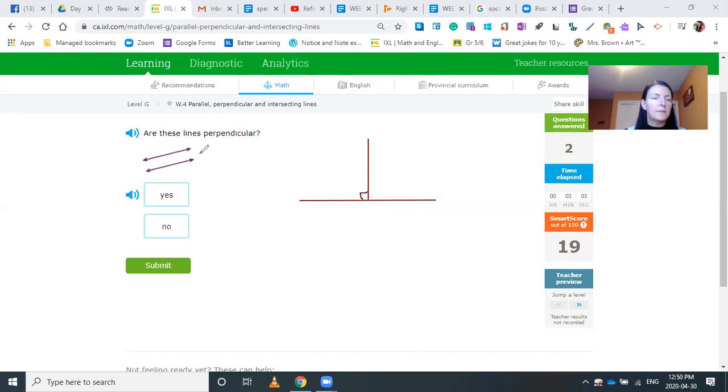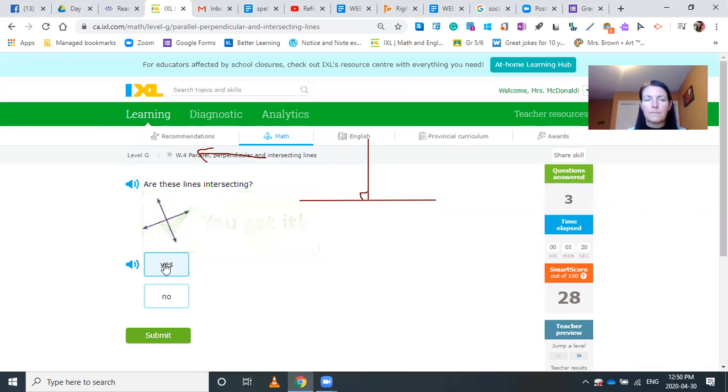All right, is that what the case is over here? No, it is not perpendicular. So make sure you're looking at the question each time. Don't get into the habit of answering just parallel and then the actual question changes. So are these lines perpendicular? No, they are not. Good.